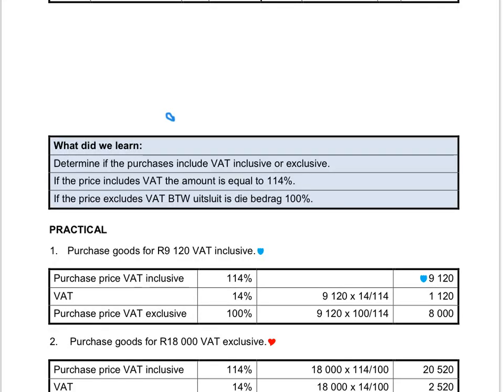What did we learn? Determine if the purchases include VAT or exclude VAT. If the price includes VAT, the amount is equal to 114%. If the price excludes VAT, the amount is equal to 100%.